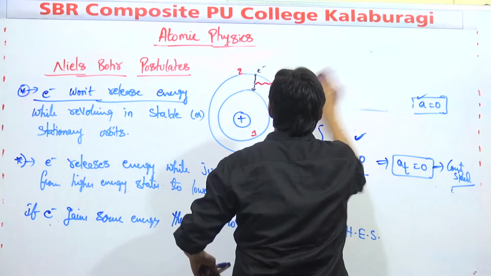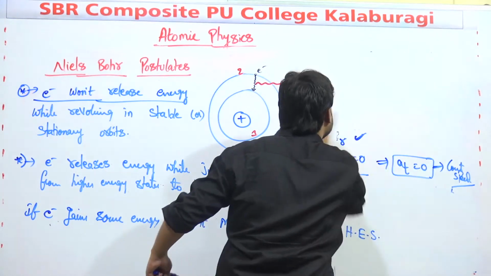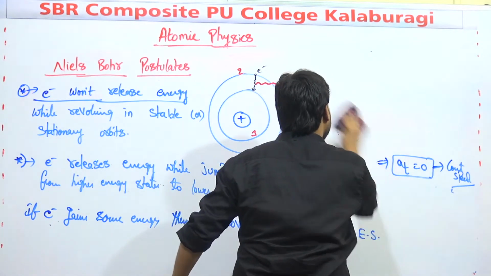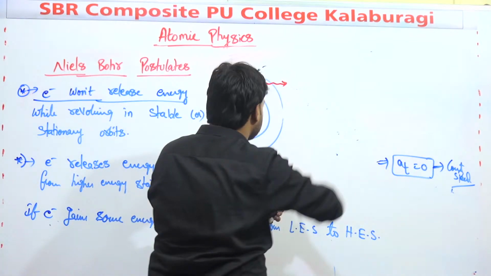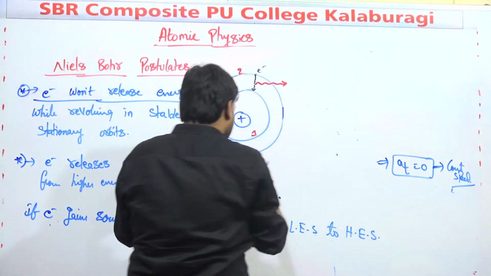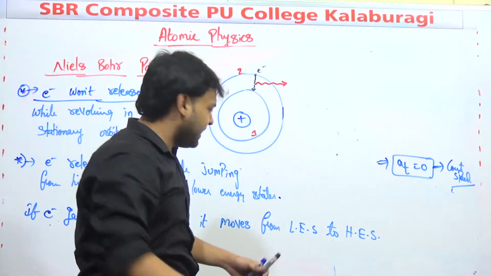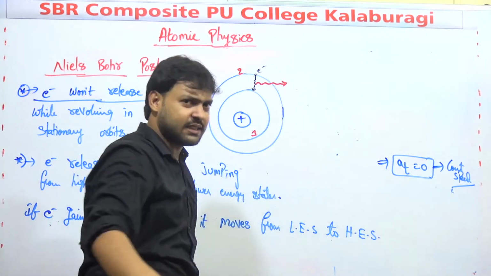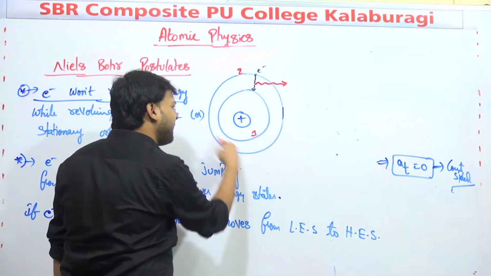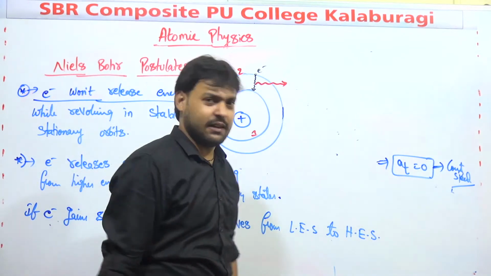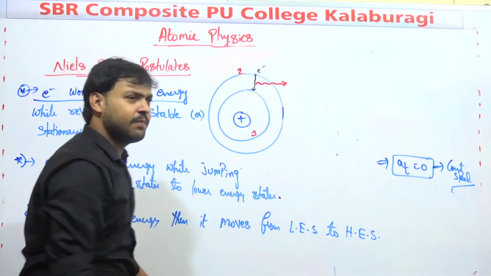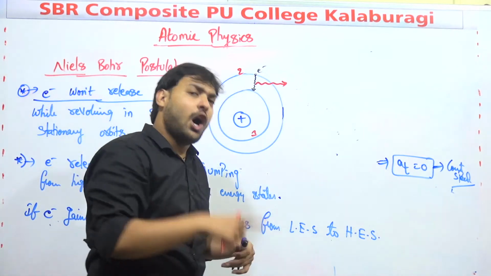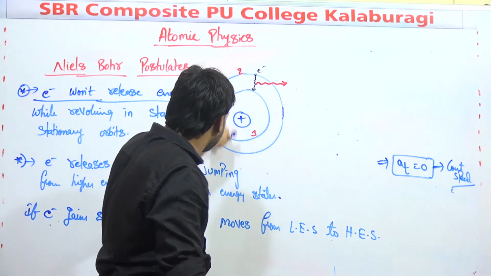How much energy will it lose? Try to write the formula. In the next class I will derive the formulas. Try to understand this one. Every particular orbit has some energy. If it gains some energy, then it will move. Gaining some energy means it already has some energy to rotate in that orbit.